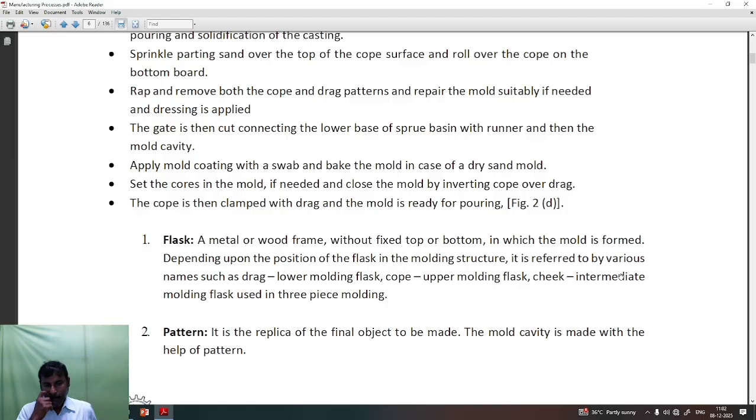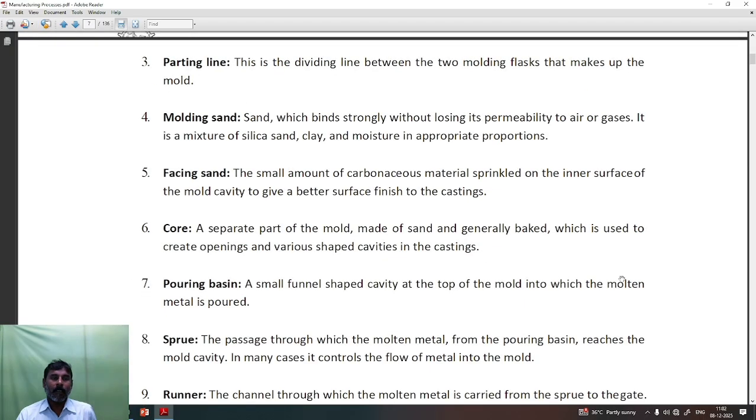Pattern means it is the replica of the final object to be made. The mold cavity is made with the help of the pattern. Parting line: this is the dividing line between the two molding flasks that make up the mold.